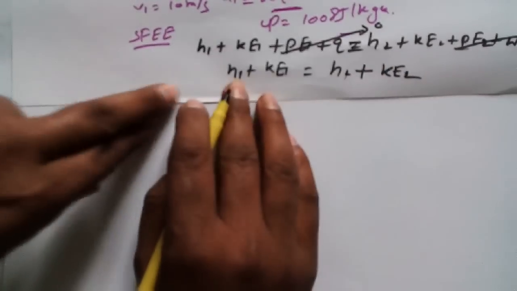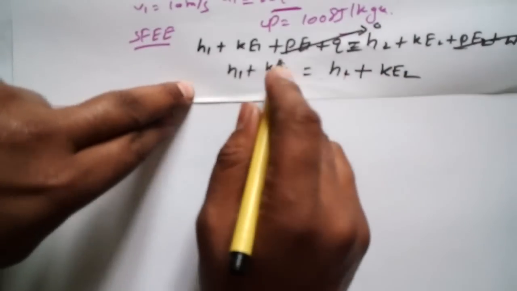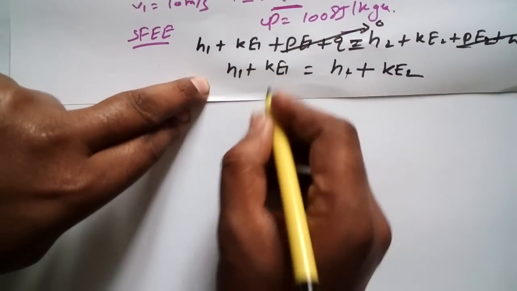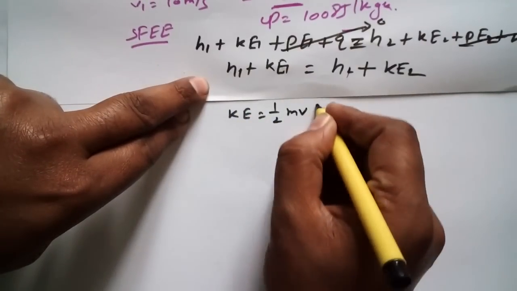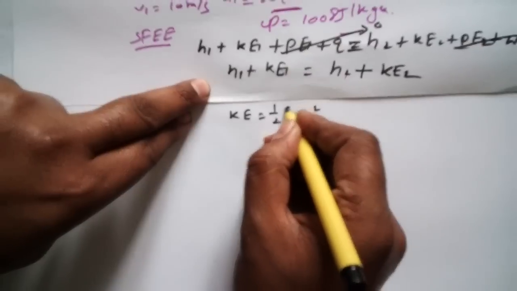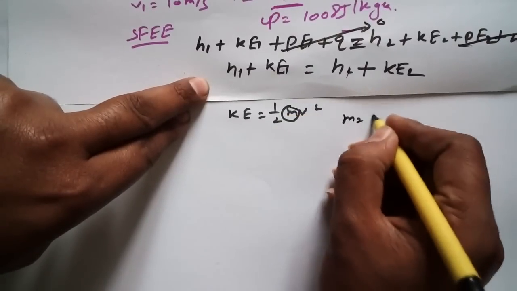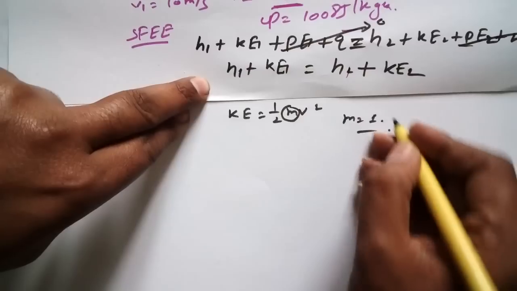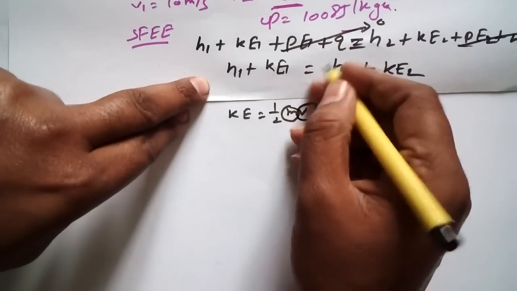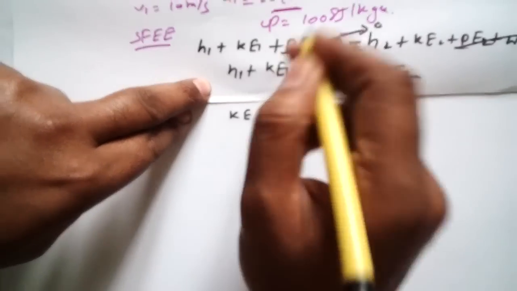Okay, now kinetic energy. We have this equation: kinetic energy is equal to half mv square. We are not considering mass here because we are taking m equal to 1. We are not thinking about that because we have been given velocity, so we are dealing with the velocity in this case.